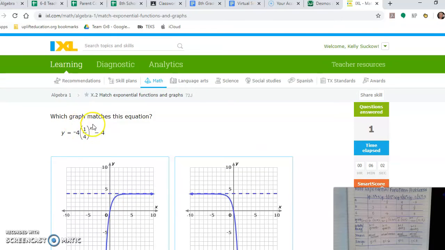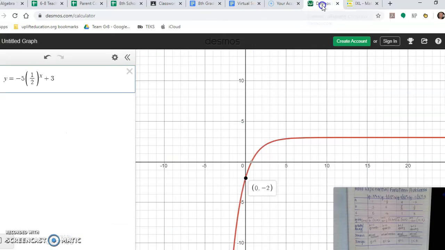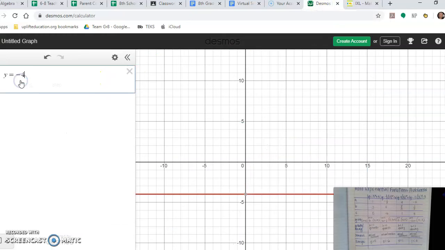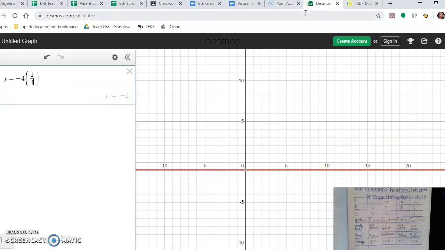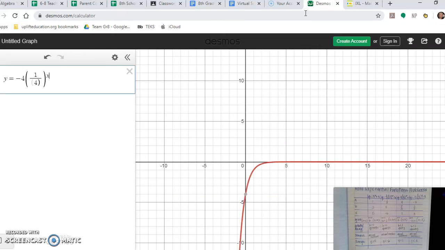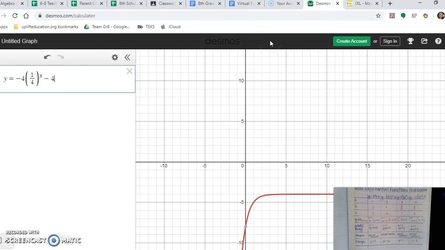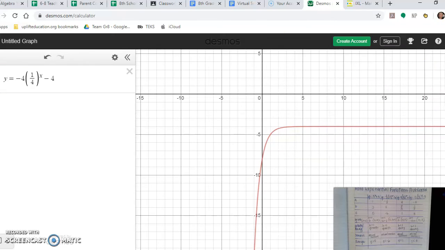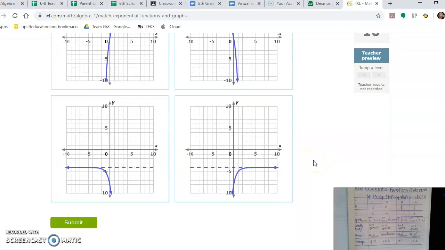When you're given the equation, and then you're going to match the graph, maybe you graph this in Desmos. So I've got -4, parentheses 1/4, to the x, and then the other one, -4. And now you can look at that graph that you've graphed in Desmos and see which one matches up to that. This one.